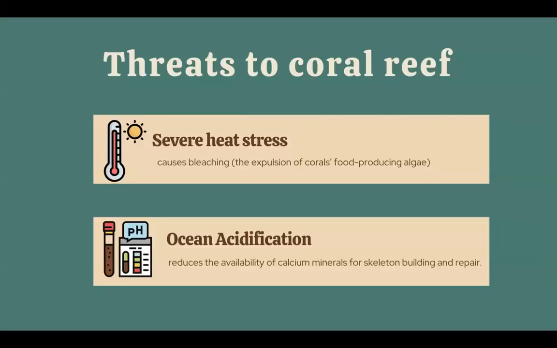Okay, so currently, the coral reef faces double threats from rising atmospheric carbon dioxide. The first one is severe heat stress. It causes bleaching, which is the expulsion of the corals' food-producing algae, the zooxanthellae that Kemi already mentioned. And then from ocean acidification, there is reduced availability of calcium minerals for skeleton building and repair.